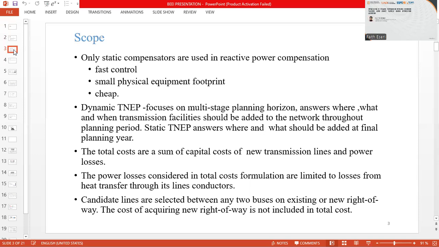The total costs are the sum of the capital costs of new transmission lines and the power losses. The power losses considered in the total cost formulation are limited to the losses from heat transfer through the lines' conductors. The candidate lines are selected between 2 buses on the existing or new right-of-way, and the cost of acquiring the new right-of-way is not included in the total cost formulation.